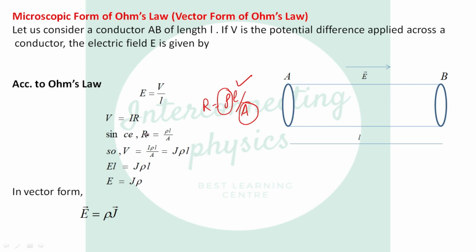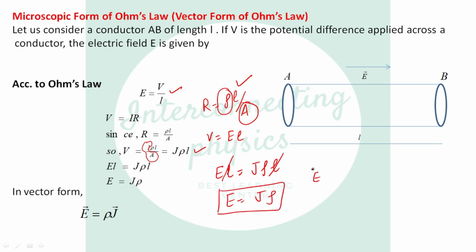Now V can be written as, if we put the value of R here, then V will be I rho L over A. Now I divided by A, this will become J rho L. Now if we substitute V equal to EL, okay, if we cross multiply it, we will get V equal to EL. So EL will be equal to J rho L. L cancels out with L, and E will be J rho. So in vector form we can write E vector equal to rho into J vector. So this is the microscopic form of Ohm's law.